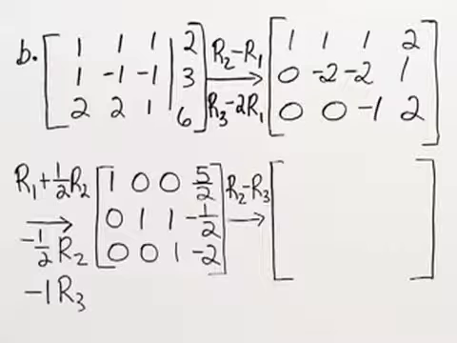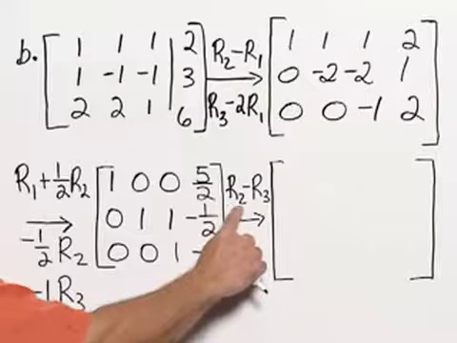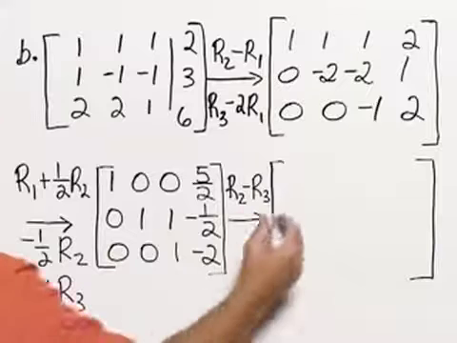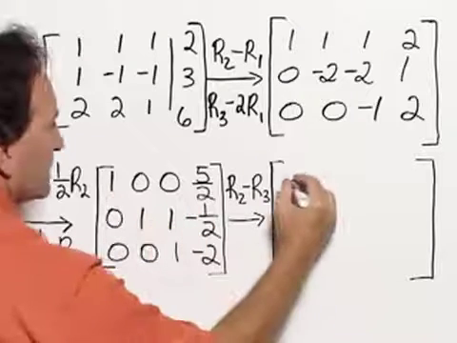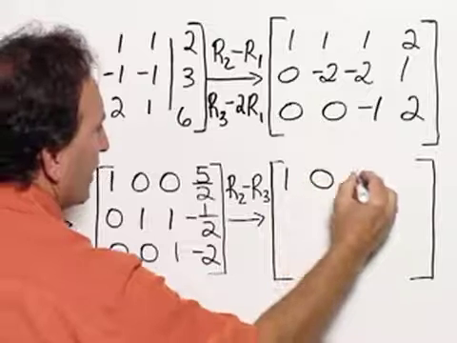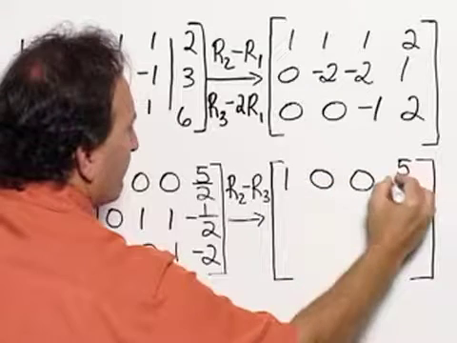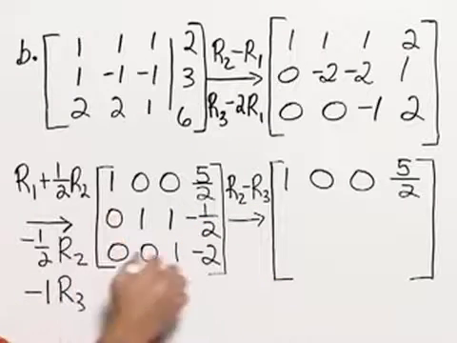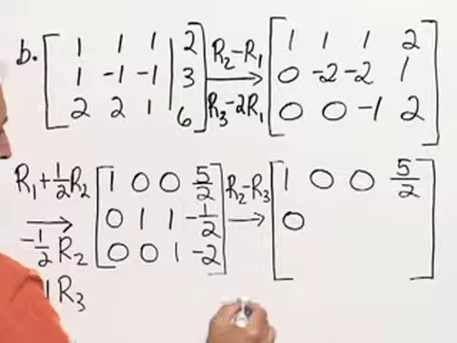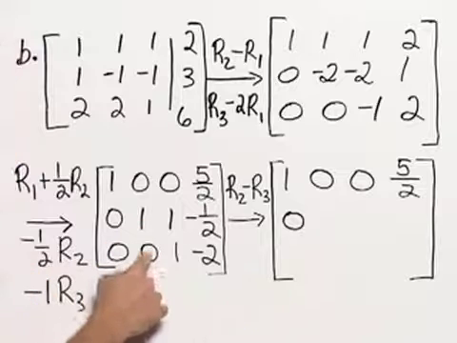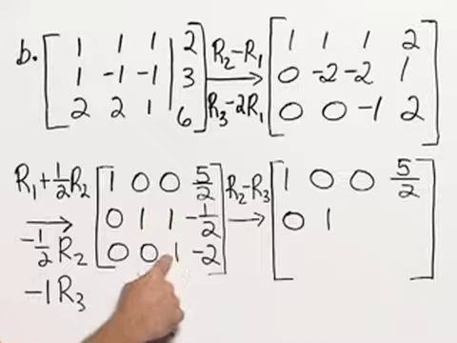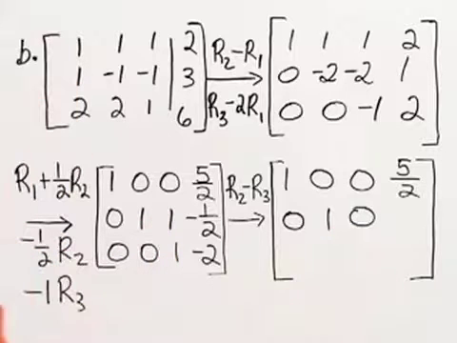So to do that, we will simply take row 2 and subtract row 3. In other words, row 1 remains the same: 1, 0, 0, 5 halves. Row 2 will subtract row 3. 0 minus 0 is 0. 1 minus 0 is 1. Now 1 minus 1 is 0.